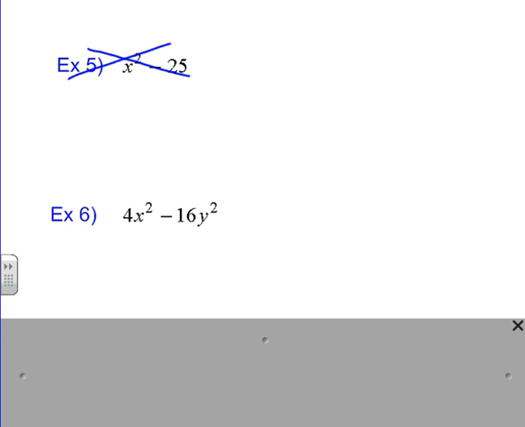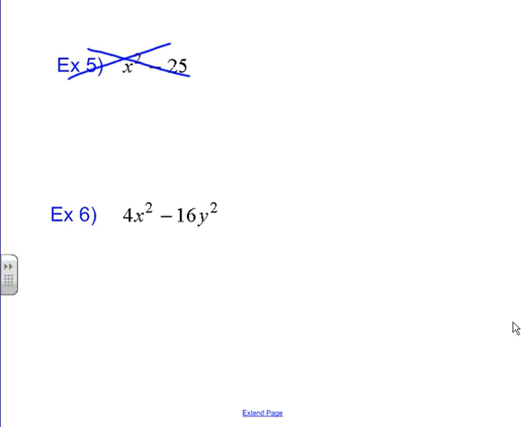Let's go to this next one here: 4x squared minus 16y squared. First we want to see, does it satisfy? Because it's two terms, that's so far so good. Subtraction sign, great. Squared, squared. We have to determine what the 4 is. Well, 4 is 2 squared, isn't it?